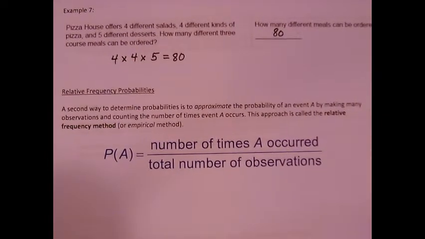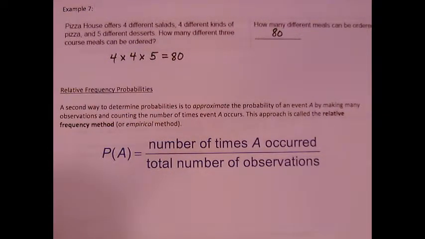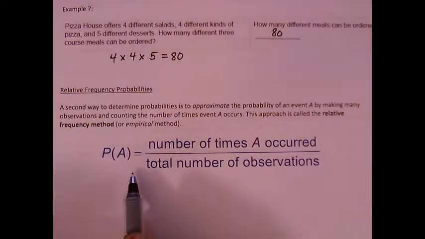All right, now let's talk about relative frequency probabilities. This is the second way to determine probabilities, which is to approximate the probability of an event A by making many observations and counting the number of times event A occurs. This approach is called the relative frequency method. Sometimes it's called the empirical method. So here, the probability of event A occurring will be the number of times that event A occurred divided by the total number of observations.